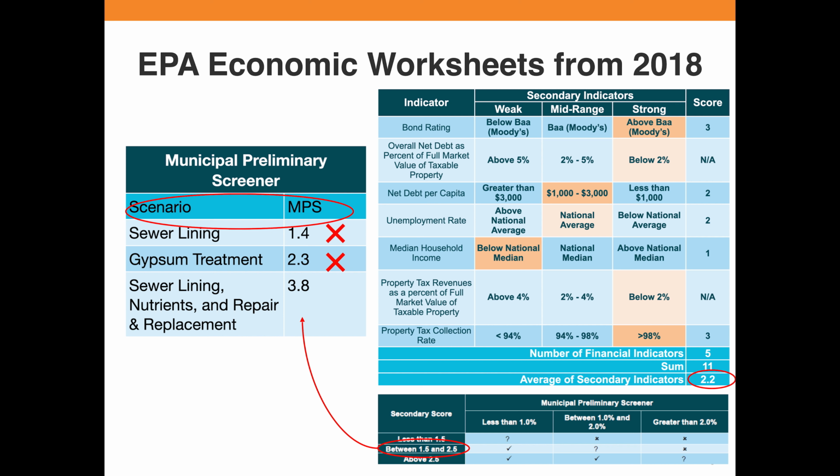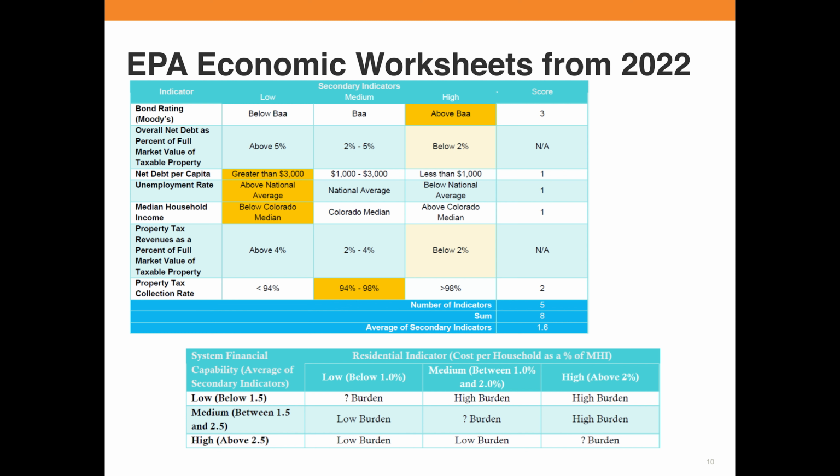This was done in 2018, so this year we have to see, is this still correct? So we did the economic worksheets. We're still looking at what burden the city of Pueblo ratepayers can bear. And we're right around 1.6, which isn't any higher than we were before. So it's still not economically feasible to do some of the different options for treatment because they are expensive.